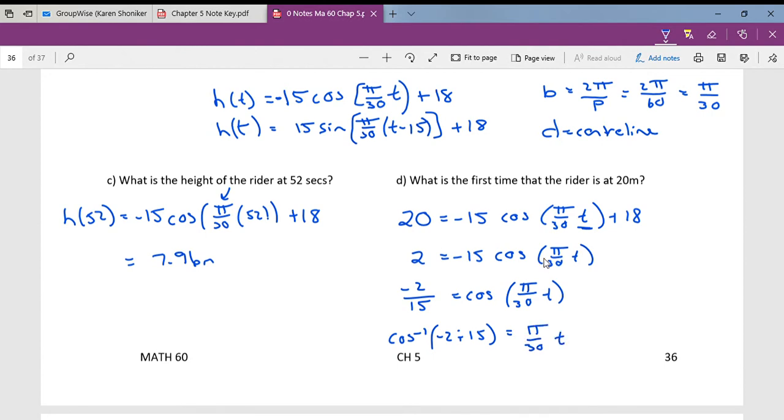And then you're trying to solve for t. So then you would multiply by 30 and divide by pi. And if you do that, you should get a t value of 16.3 seconds.